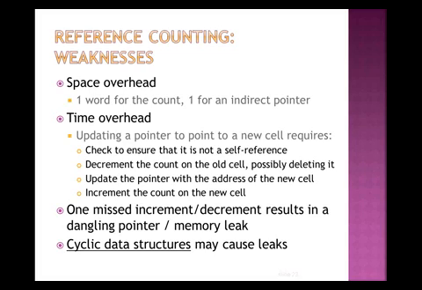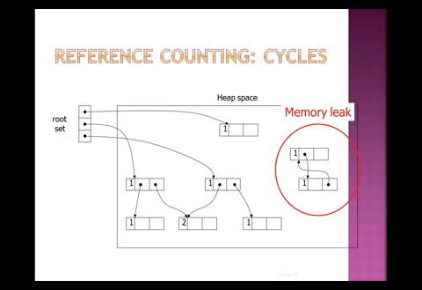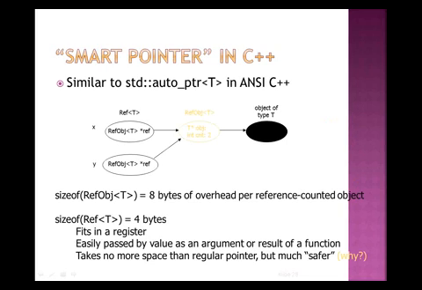Then the next limitation, the next weakness, is that one missed increment or decrement results in a dangling pointer or memory leak. So whenever we use reference counting, one may miss it, causing a dangling pointer or memory leak. Cyclic data structures may cause leaks. So this is the cyclic data structure, it may leak the content. Whenever it is linked to this one, it may bring unsecure data. That is the main limitation. This is the memory leakage. This is also linked to this one, this is also linked to this one.